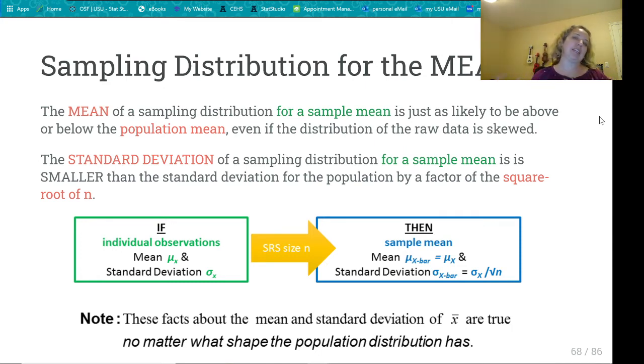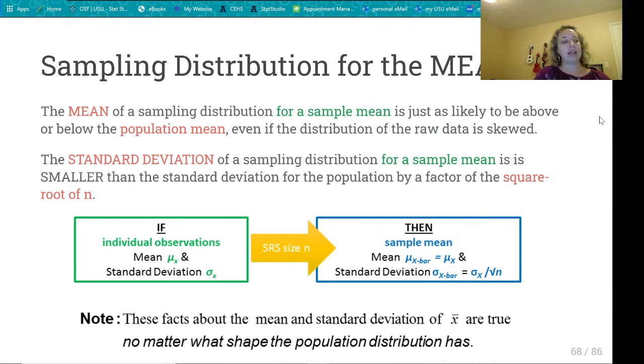So all of the techniques we're going to learn in this class, t-tests and all the various ANOVAs, and this applies to regression as well, all look at the average. We're doing sampling distributions for the mean because we want to know how a population acts on average. And so the first idea is the mean of the sampling distribution.